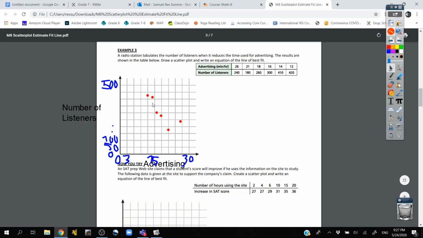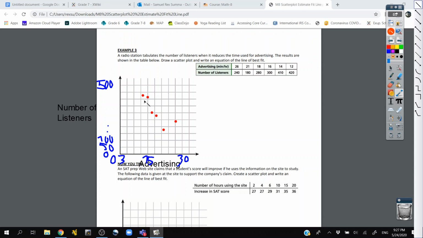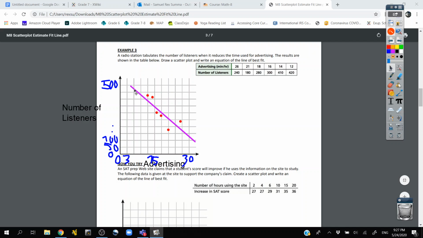I can see it going through here. We've got 1, 2, 3, 4, 5, 6 data points. So I want to get about 3 below and 3 above. And I think I'm going to split it right like that. Because I'm trying to make sure I match the slope of the data and have half the data above and below. That looks pretty good.